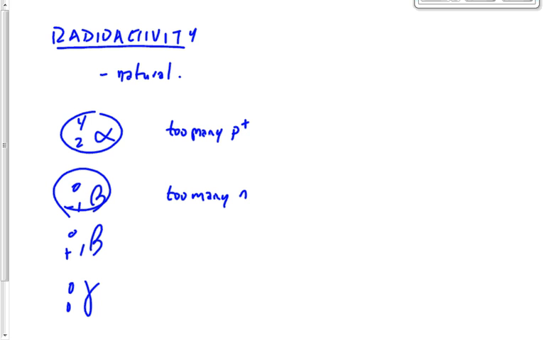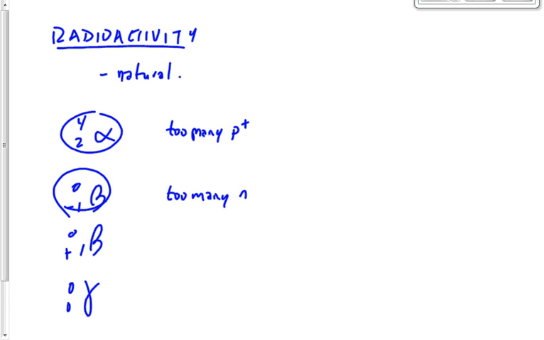Remember the nucleus club? We don't want this neutron in there. So we don't want to kick the neutron out because we like him. So we just change him a little bit. We change him into a proton and an electron. The proton stays behind because it's a part of the nucleus club, and the electron gets kicked out.